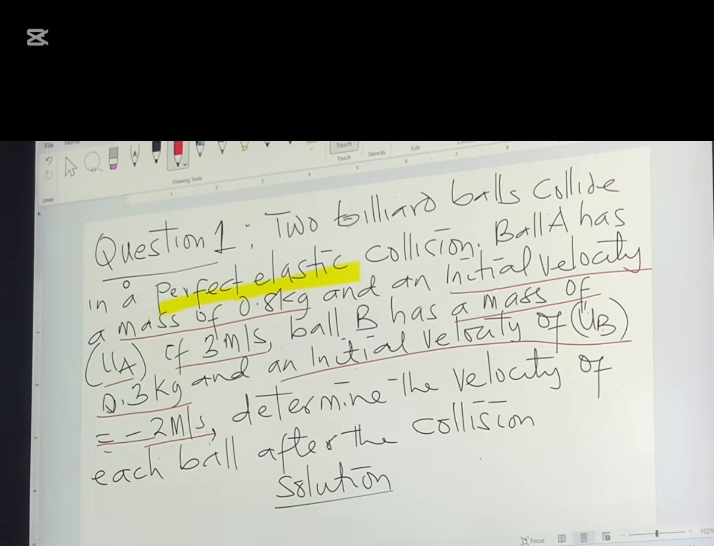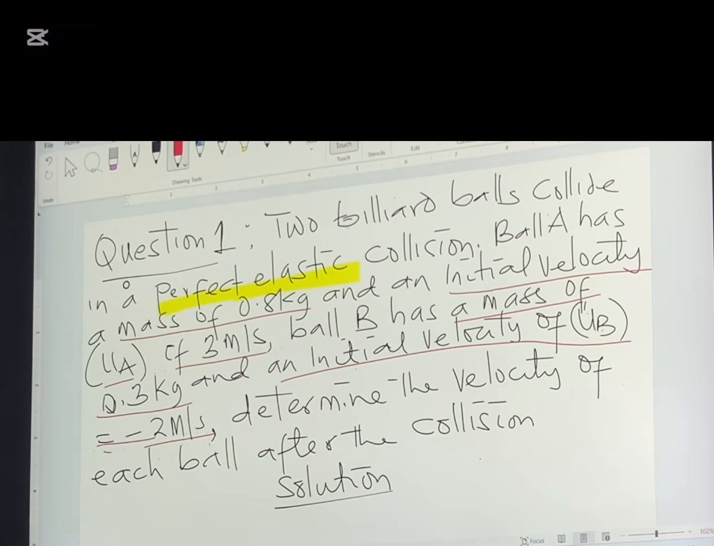In conservation of linear momentum, we have 3 stages. We have before collision, during collision, and after collision. Please take notes. So after collision is always for final velocity.